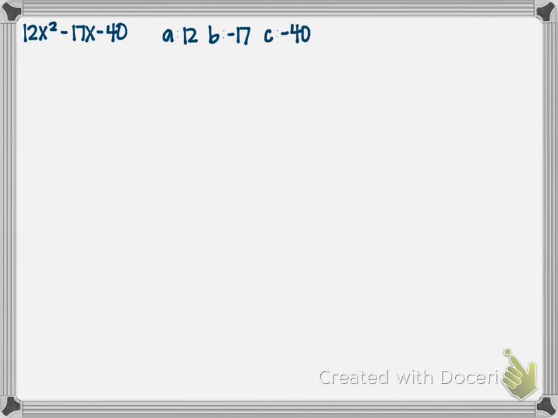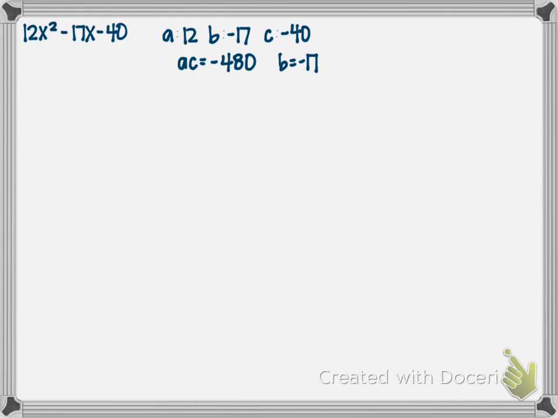Okay, I still need A times C. Again, that doesn't change either, so no matter what method you use, I do those same first two steps. So AC here is negative 480, and B is still negative 17.